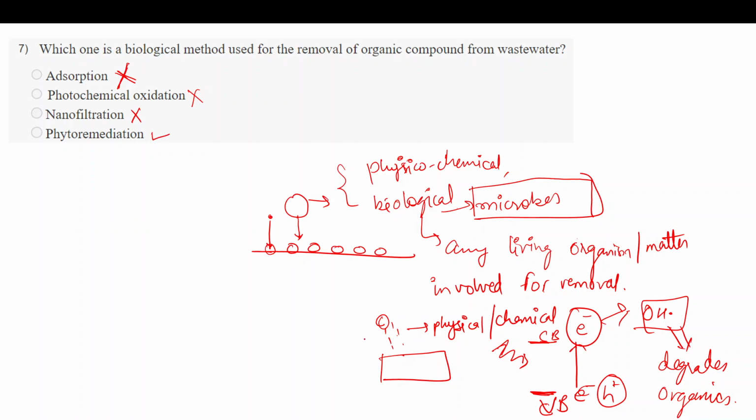Now let's look into what it is. Phytoremediation. The word phyto is related to plant, and remediation is removal. So phyto is plant, remediation is removal, so plant-based removal. Here you see the plant is removing the organics present in water, a plant or tree, anything. That is a living organism, which is nothing but a biological process. So phytoremediation is the correct answer.